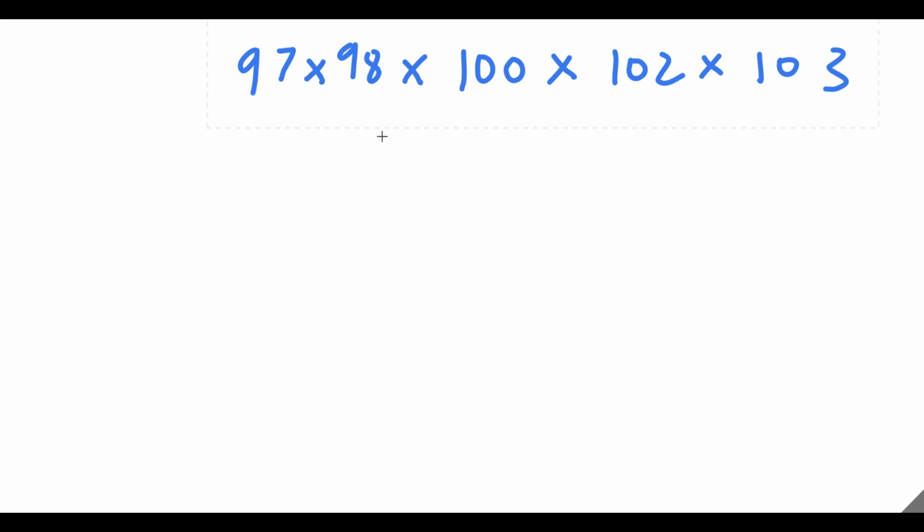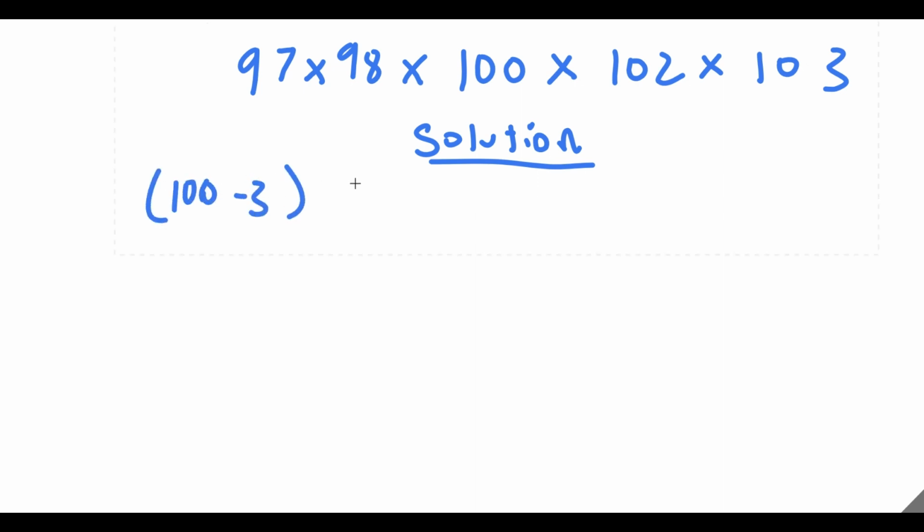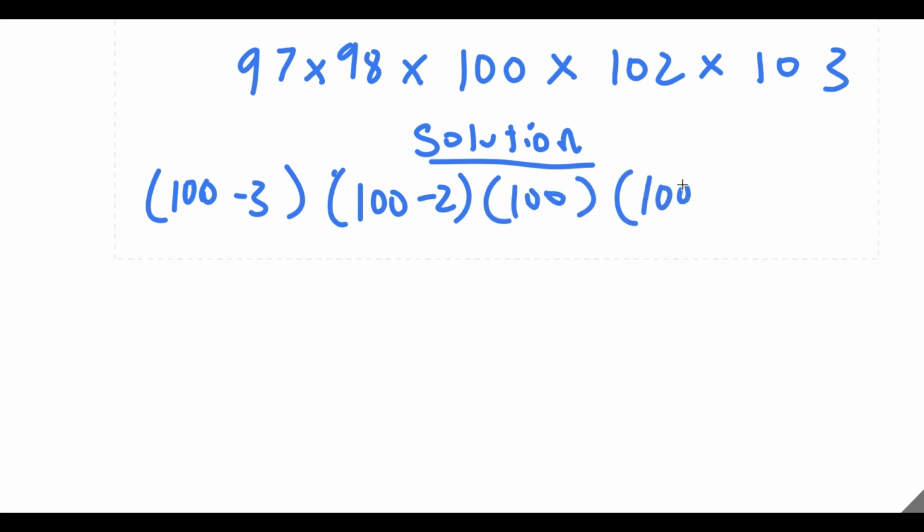All right, so now to solve this problem, what I'm first going to do is rewrite these terms with 100 in them. For example, 97 is going to be 100 minus 3. 98 is going to be 100 minus 2. 100 simply stays the same, so 100. 102 is going to be 100 plus 2. And 103 is going to be 100 plus 3.